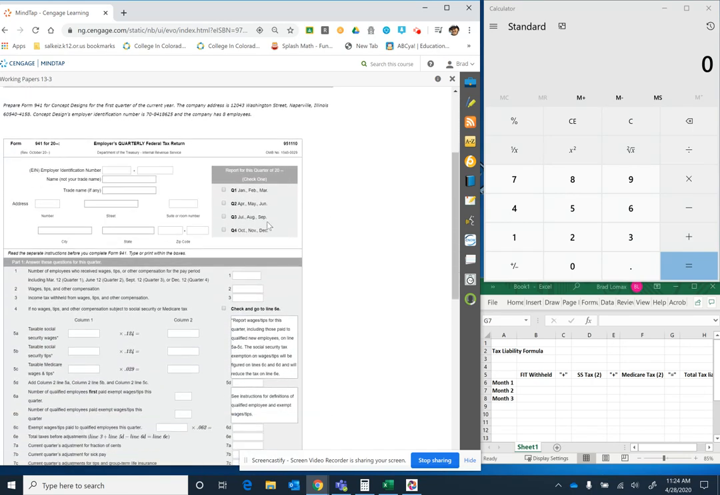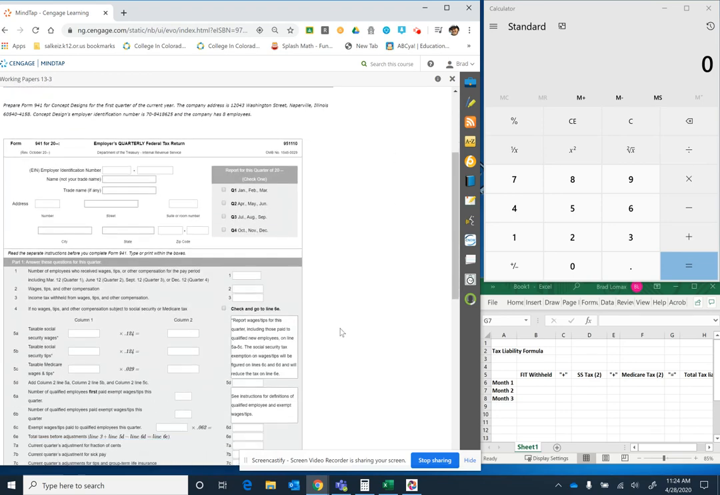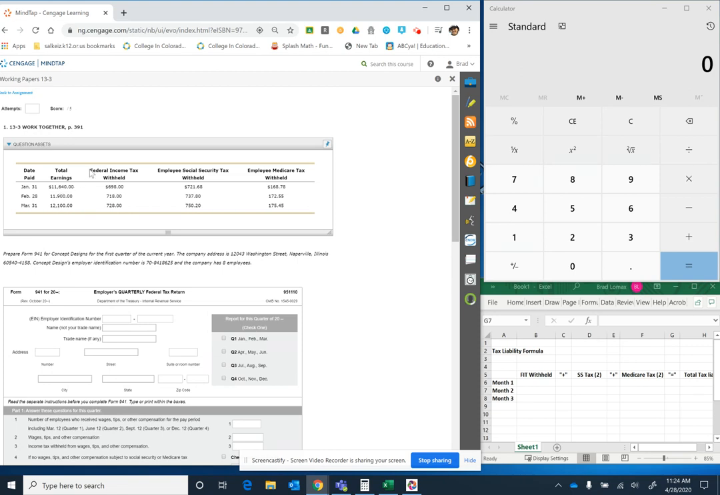It's our job to prepare a Form 941 for Concept Designs for the first quarter of the current year. It gives us the address, it tells us the identification number, it tells us how many employees we have. So we're going to take this information and report it to the federal government. It's our job as the accountants to record how much we're earning, how much we're withholding to pay for taxes, how much we're withholding to pay for Social Security for employees, and how much we're withholding to pay for Medicare for the employees. So let's get started with our Form 941.